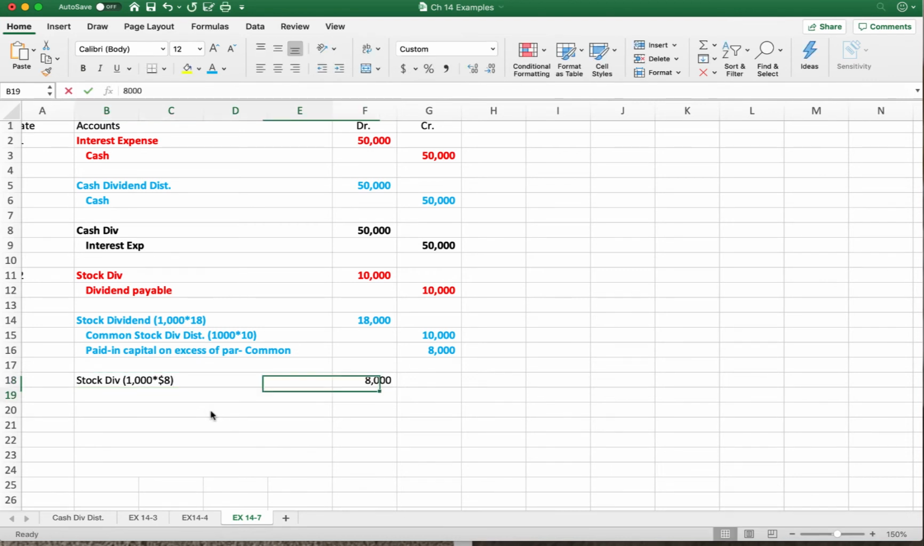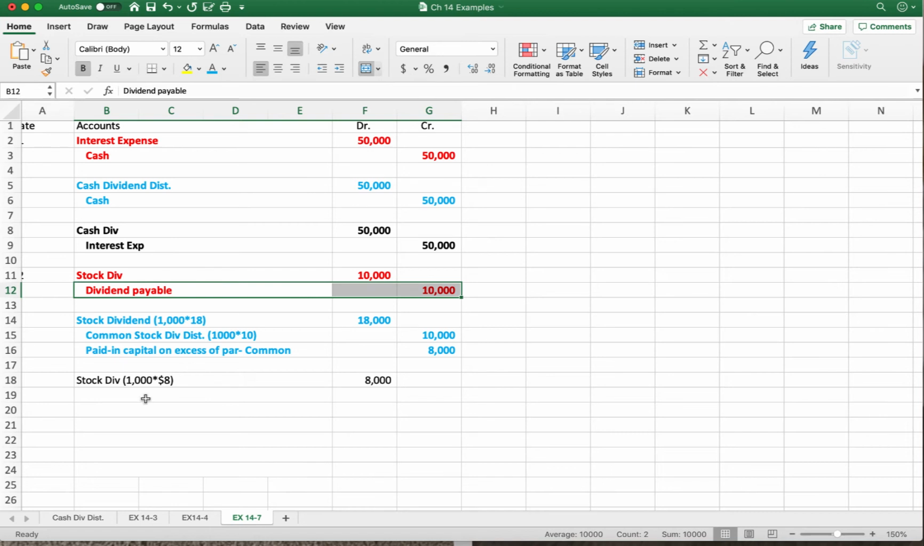We end up with $8,000 debit. Okay, perfect. I should have credited dividends payable, right? Because I have common stock distributable right here, 10,000. Well, it's the dividends payable, right? I hit the wrong account. I hit dividends payable. That's wrong. I should have hit common stock dividend distributable, right? So I need to get rid of that dividends payable. How do I get rid of it?